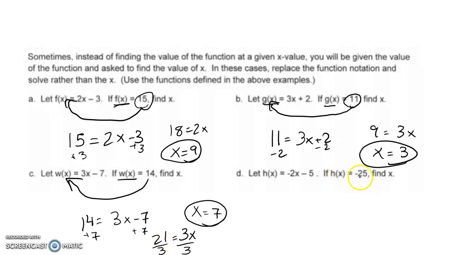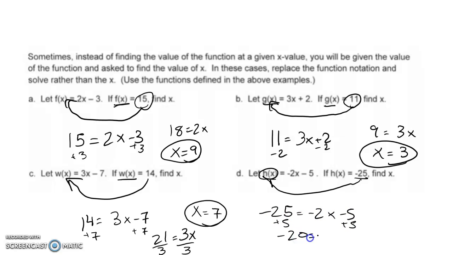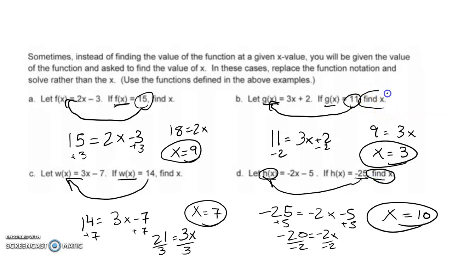And then same for this one. h of x equals negative 25. Take the negative 25, replace it with this. You get yourself negative 25 is equal to negative 2x minus 5. Plus 5, get negative 20 is equal to negative 2x. Divide by negative 2, you get x equals positive 10. So basically, if it's ever asking you to find x, not find what f of x is, but to find x, you just set these two things equal to each other and just solve for x. That's basically what you're doing there.